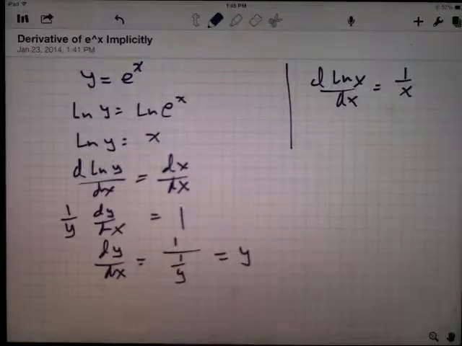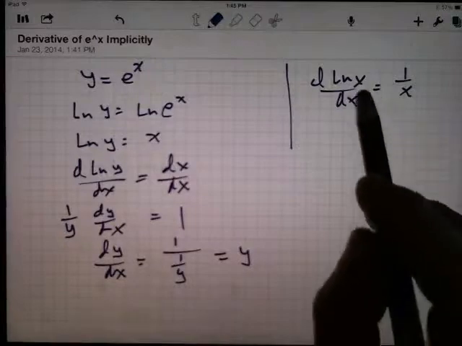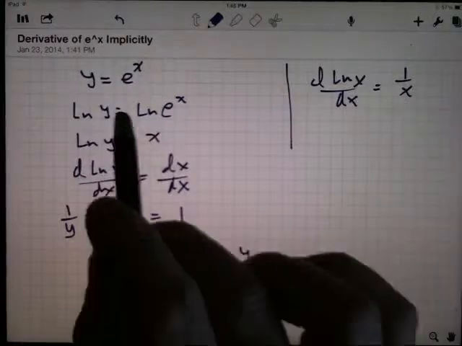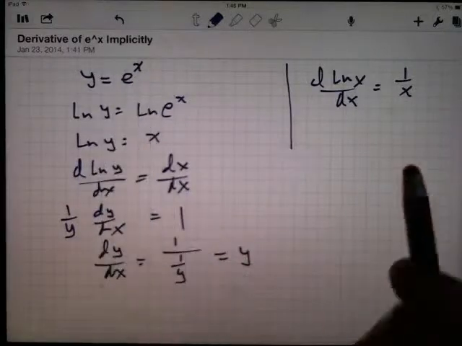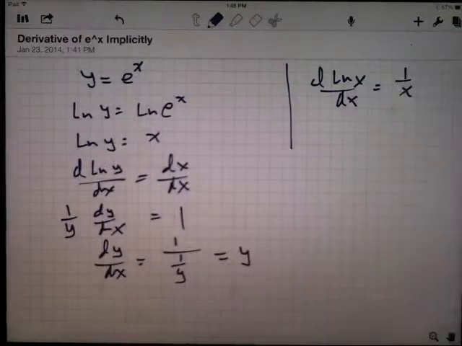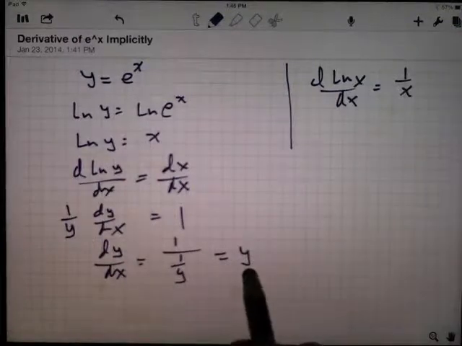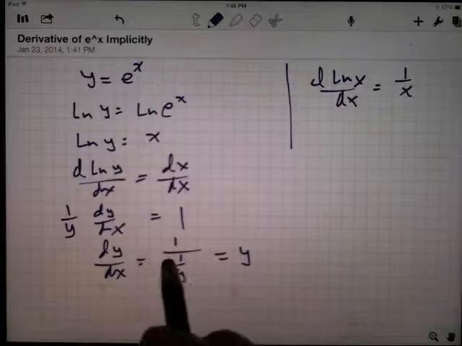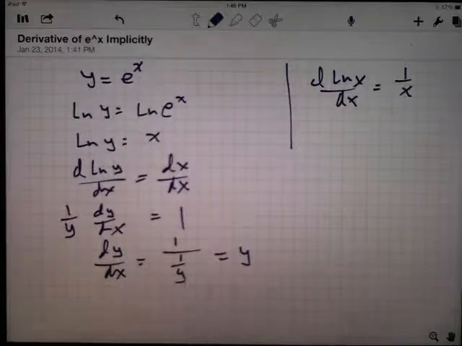Ponder the import now. The derivative of the natural log of x with respect to x is 1 over x. The derivative of e to the x with respect to x is the reciprocal of that, which would just be x, but with the other variable plugged in, so it's just y. The derivative of the inverse function is the reciprocal of the derivative of the function with the other variable plugged in. Okay. This is, however, a completely unsatisfactory answer because I didn't start off implicitly.